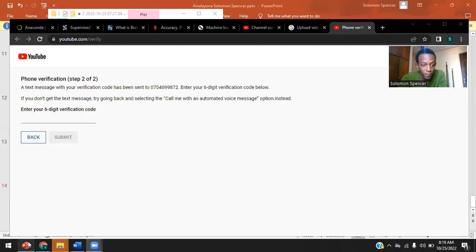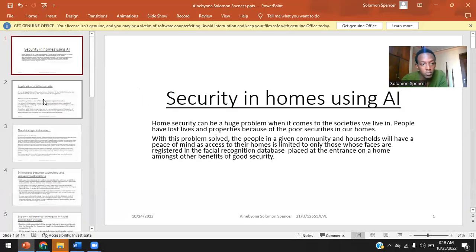So today let me just share my screen. Today we shall be talking about security in homes using artificial intelligence. It's a PowerPoint presentation. As you can see, home security can be a huge problem when it comes to the societies we live in, public lives and property. That's because of poor security. So, with this problem solved, the people in a given community and households can have peace of mind, as access to their homes is limited only to those whose faces are registered and the people that they know.